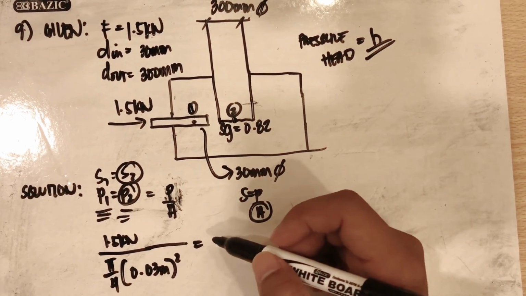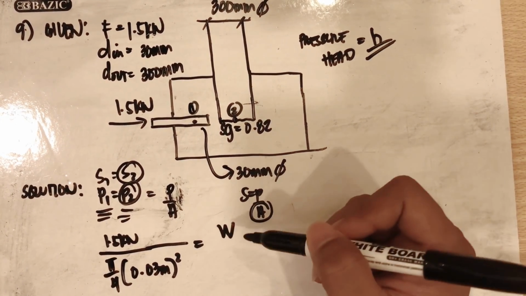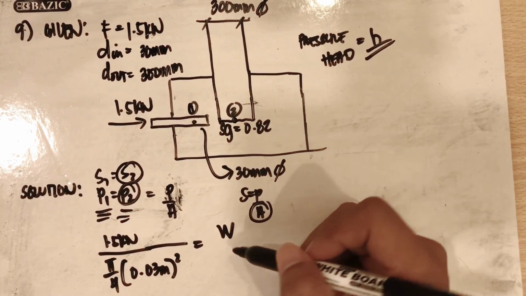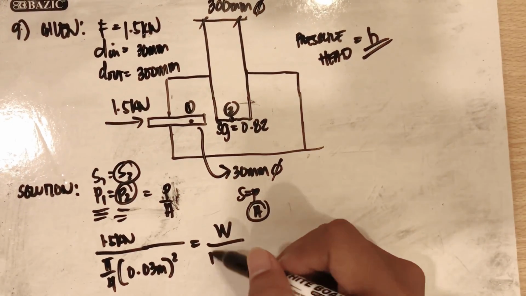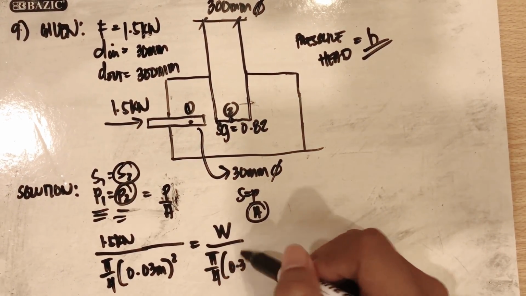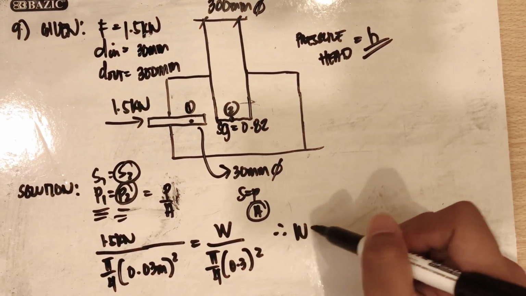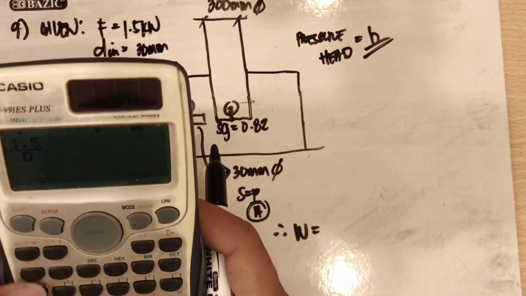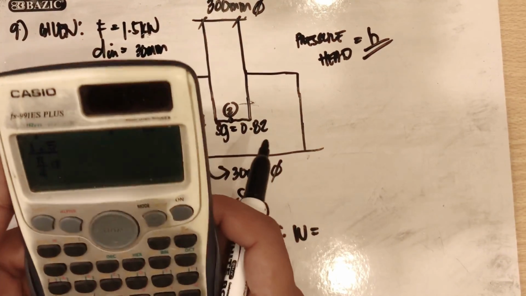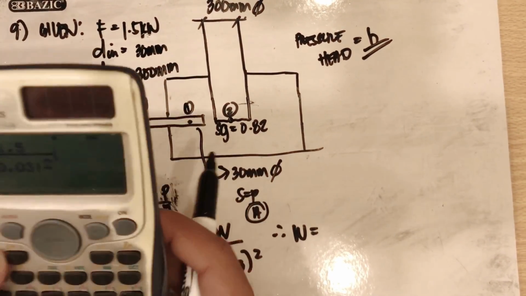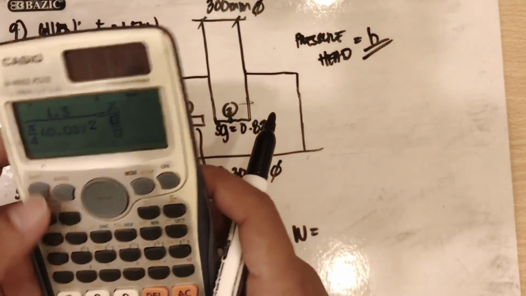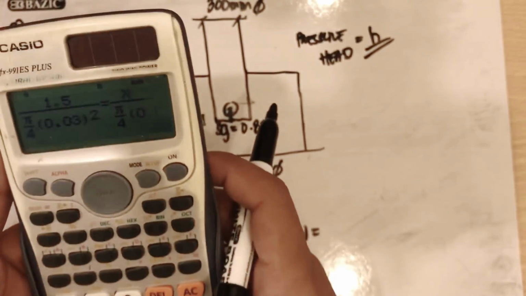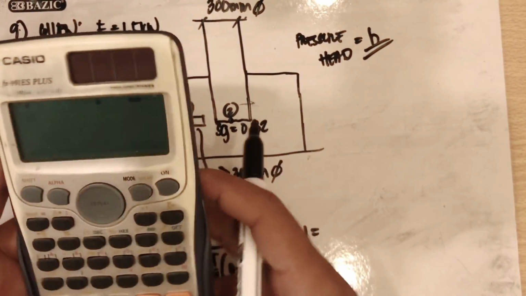So, P natin is unknown. So, yun yung hinahanap natin na weight W divided by A. So, pi divided by 4 times 0.3 squared. So, ilan yung ating weight required? So, 1.5 times pi divided by 4 times 0.03 squared, equivalent to W times pi over 4 times 0.3 squared.